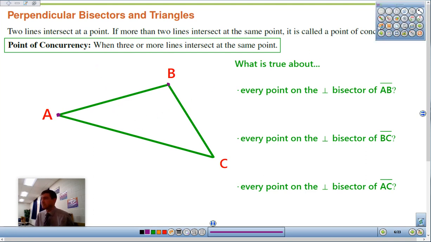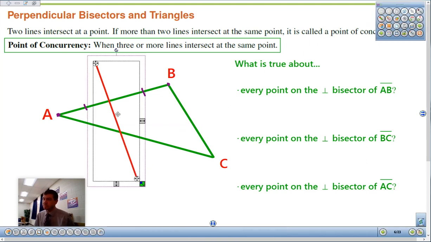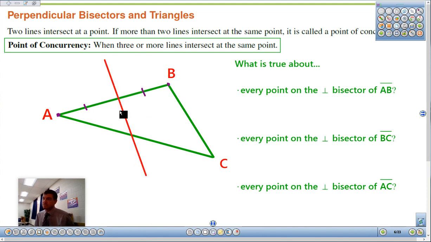let's use my tools here. If I drew a perpendicular bisector, I'm guessing, I don't know where the middle is right now. There's a way to find it. There's a good way to find it, but that looks pretty perpendicular. Now finding the middle.